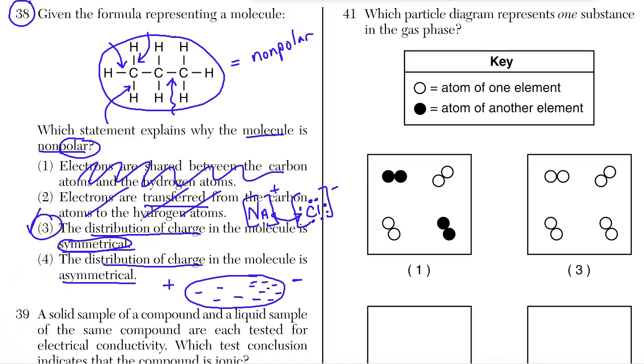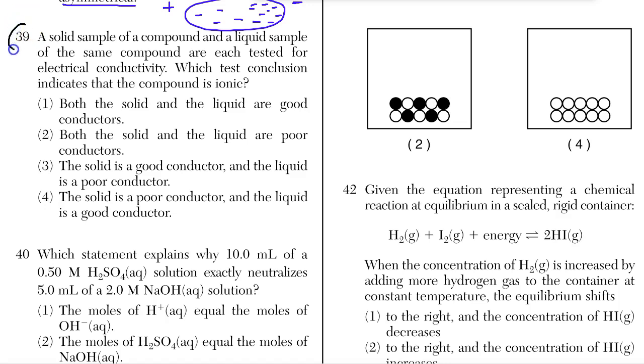On to 39. Number 39. A solid sample of a compound and a liquid sample of the same compound are tested for electrical conductivity. So we've got a compound, and being a compound means it has a distinct chemical formula. We have the same compound in the liquid state and also in the solid state, and we tested them for electrical conductivity. Which test conclusion indicates this compound is ionic?